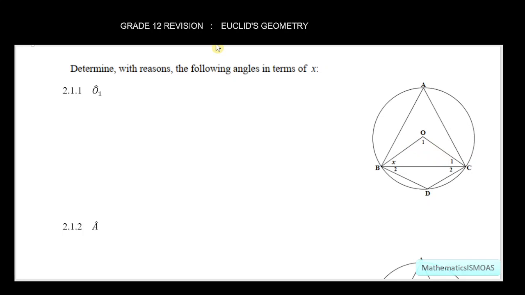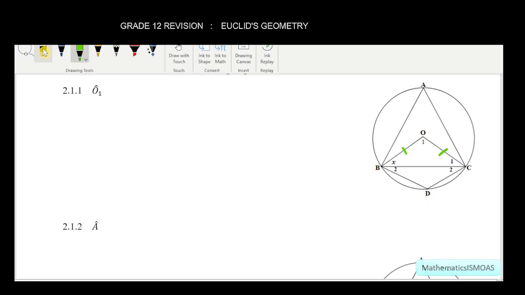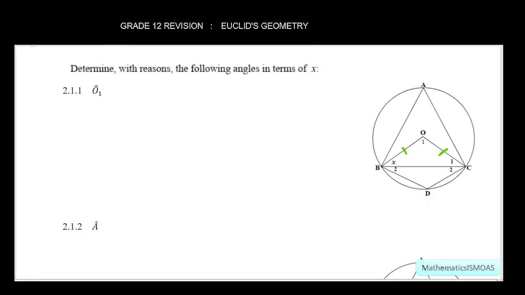Firstly, we are seeing that OB is equal to OC, and these are radii. We say side, not angle, but rather side OB is equal to OC. Line segment OB is equal to line segment OC. The reason: radii.